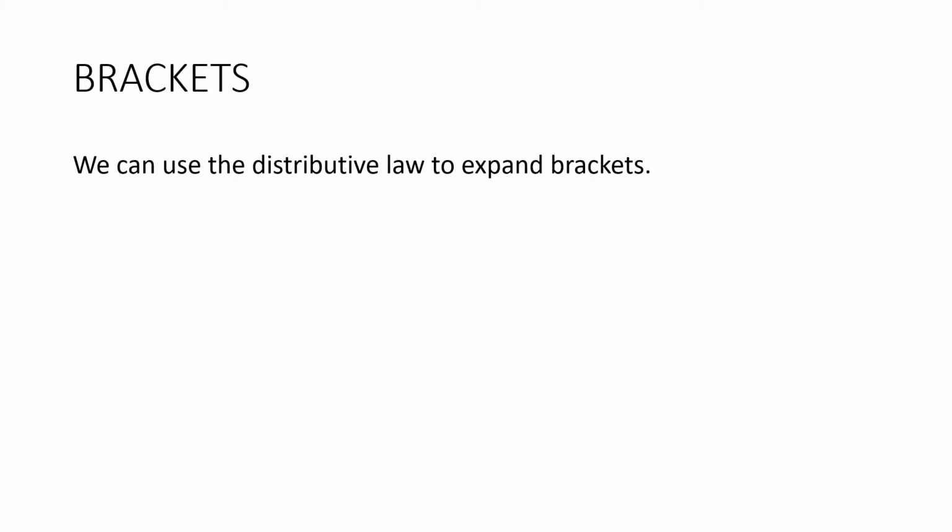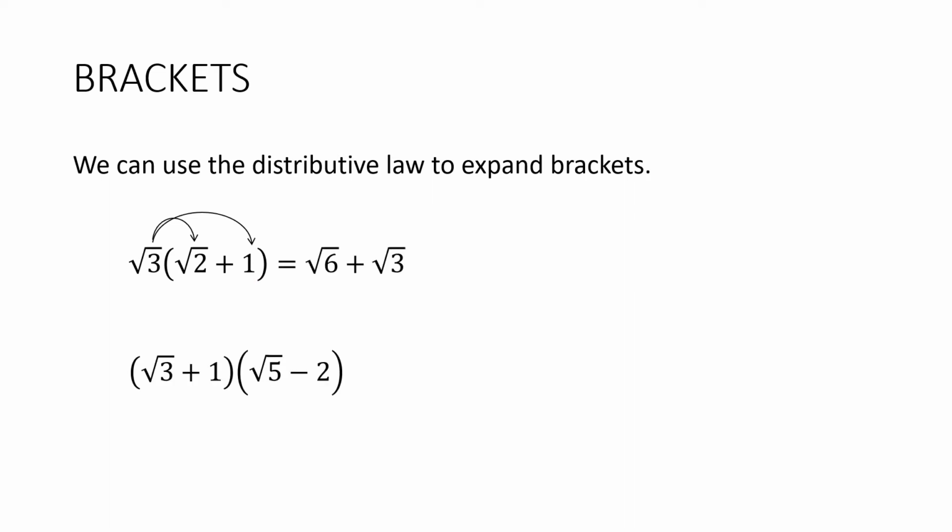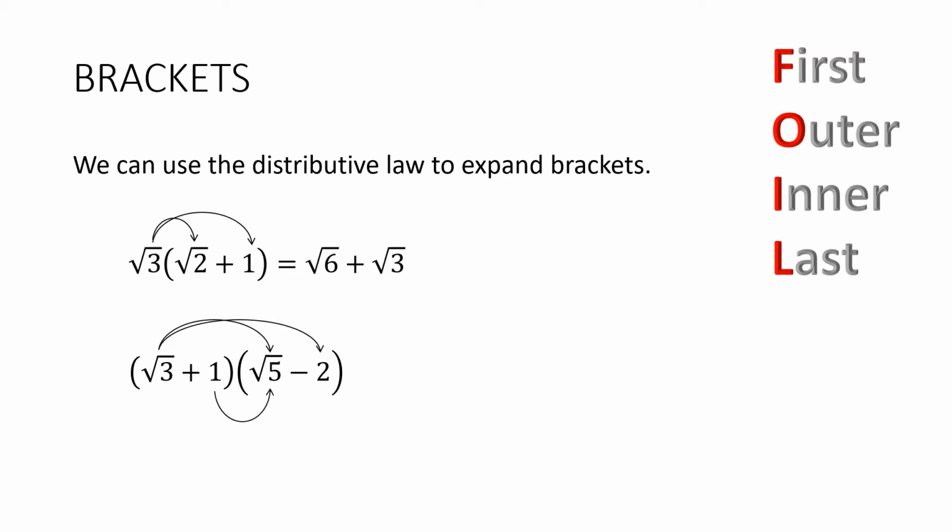We can use the distributive law to expand brackets. So if we've got root 3 outside of root 2 plus 1, we multiply root 3 by every term in the brackets. So root 3 times root 2 is root 6, plus root 3 times 1 is root 3. We can use FOIL as well. First, outer, inner, last. We get root 15, take away 2 root 3, plus root 5, take away 2. And that's actually the final answer. We can't simplify that any further.